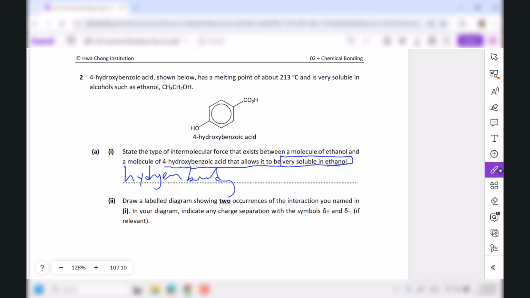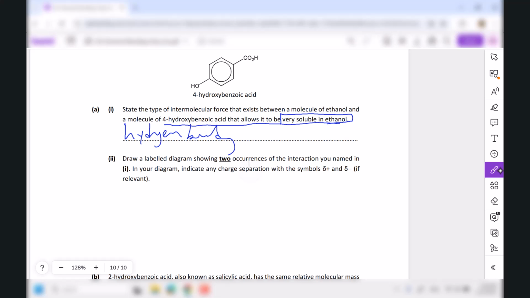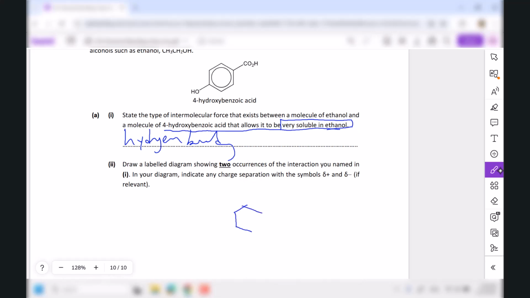Hydrogen bonding. If you wish to, you can talk about dispersion forces between the ethyl group and the phenol ring. But the main thing here is really hydrogen bonding that allows it to be so soluble. Then draw a labelled diagram showing 2 occurrences. In order to draw it, I will first have to expand the structure of 4-hydroxybenzoic acid to include an H as the hydrogen bond acceptor. And then the carboxylic acid group, COOH, is misdrawn by some students. This is actually what we call the carboxylic acid group.